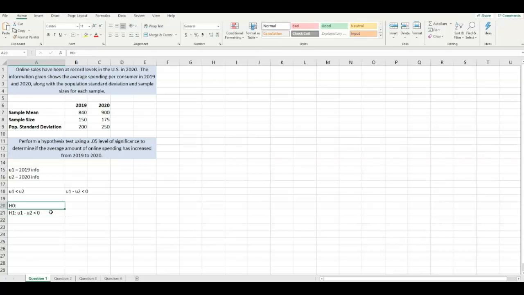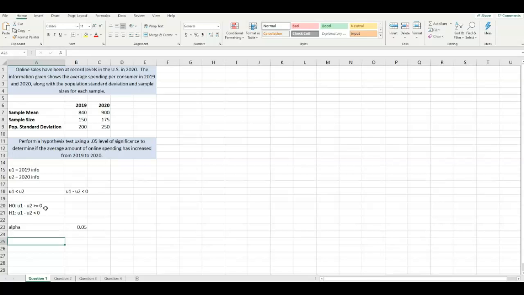Now remember, your null hypothesis and your alternative hypothesis are just the opposite of each other. So if the alternative is that the difference is less than 0, the null is going to be that the difference between our two means is greater than or equal to 0. So now we have our two hypotheses figured out. Now we just roll through the rest of our hypothesis test. So our alpha is going to be 0.05, that's our level of significance.